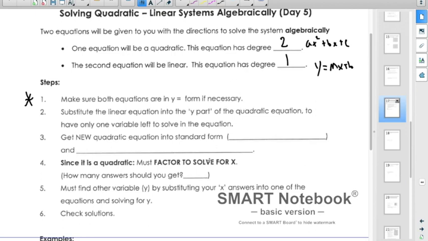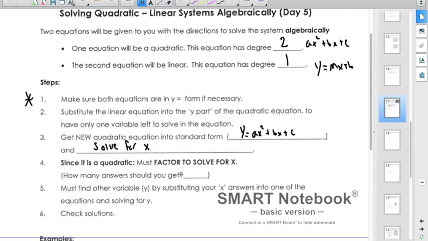Step 3, you want to get your new quadratic equation into standard form, which is, of course, y equals ax squared plus bx plus c. And then when you do that, you have to solve for x. Step 4, since it is a quadratic, you must factor to solve for x.